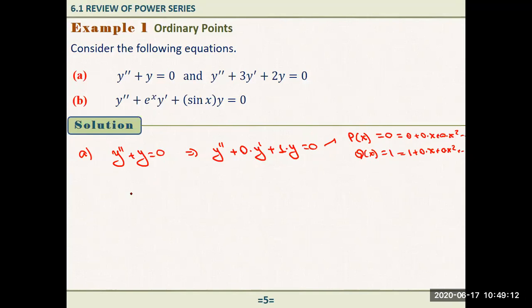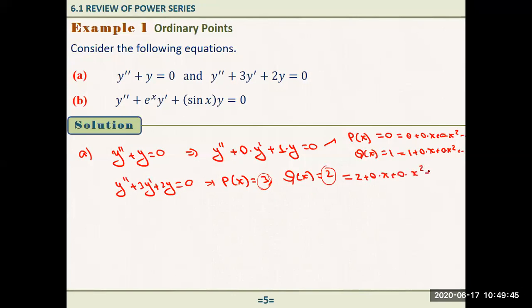How about the second one? In a similar way, y double prime plus 3y prime plus 2y is equal to 0. Here, our p is 3, and q of x is equal to 2. Actually, these are polynomial functions, just one constant term with degree 0, but still polynomial. And I can find the power series: it's just 2 plus 0 times x plus 0 times x squared, right? So that means they're analytic at any point on the number line.